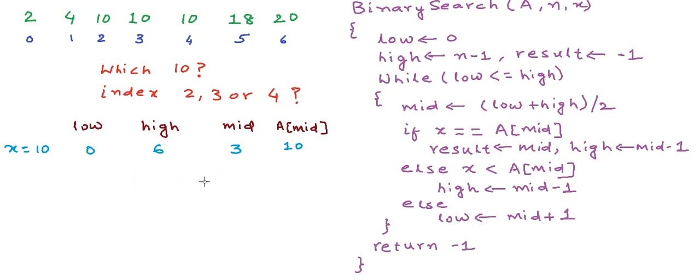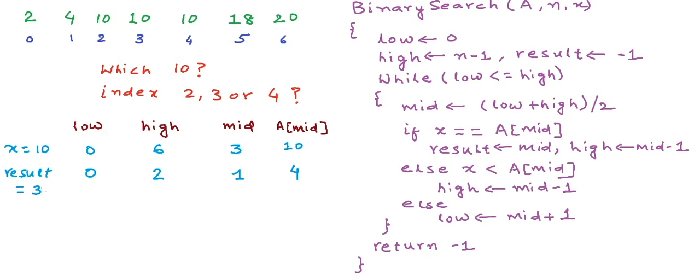So if we see the simulation now, then we do not stop here. We make high as 2 and continue our search. Now mid would be 1, a mid would be 4. I will also write the value of result at any stage. So far we have found 10 at index 3. So our result is 3.